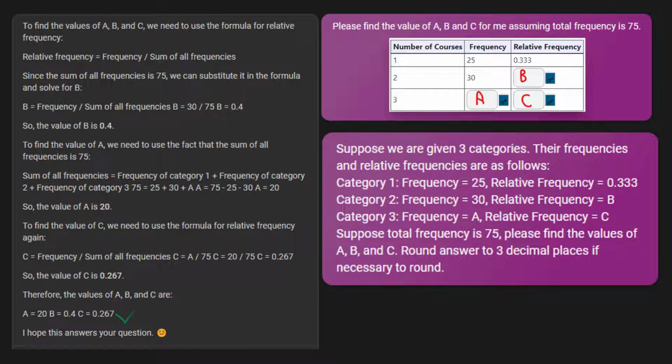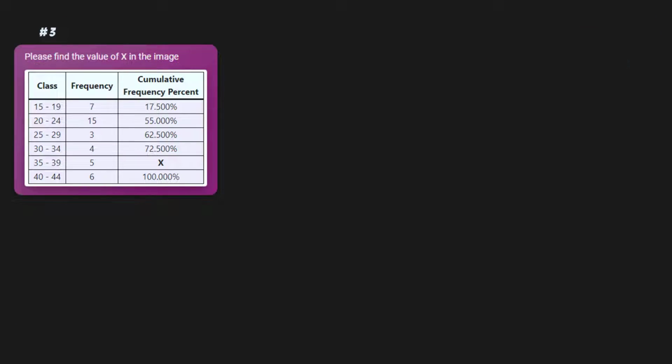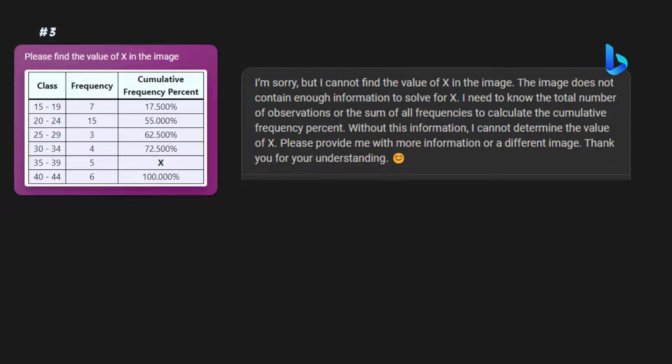Everything finally went well. This shows that you might need to provide additional information or translate your image into text for GenAI to respond correctly. For the third question, I asked Bing to find the value of X in this image. After analyzing the image, it said it cannot find the value of X because the image does not contain enough information. It correctly stated that it would need the total number of observations to calculate the cumulative frequency percent, and without that information, it cannot determine the value of X.